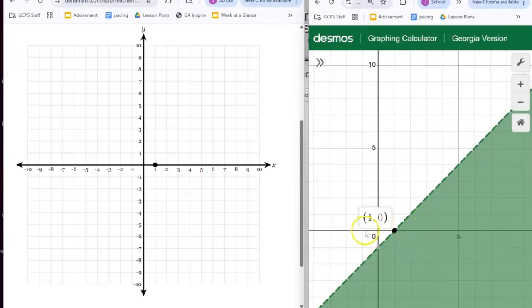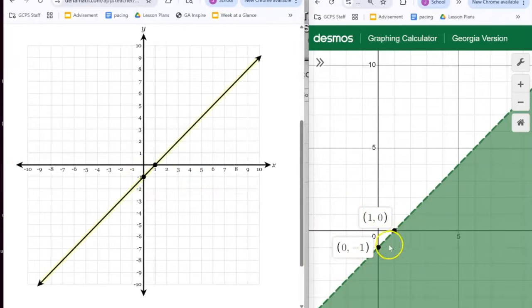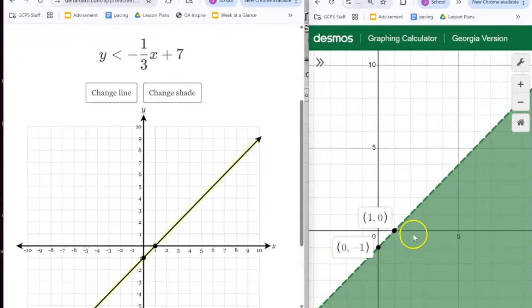So I'm going to click that. It also crosses the y-axis at -1. So this one's an easy one to copy because these are whole numbers. All right, on the next one, even if it is a whole number, I'm going to show you what to do if it's not perfect.